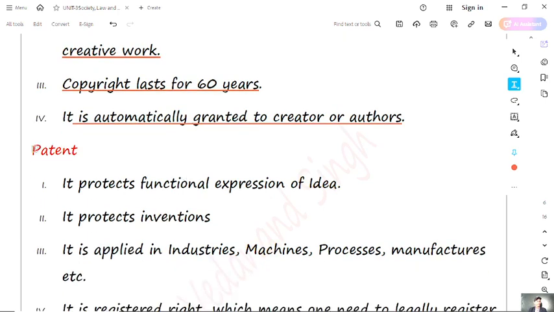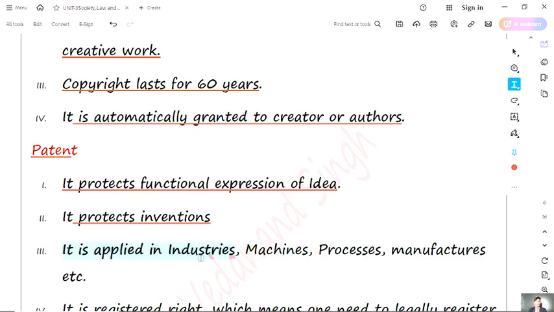Next is patent. Patent means what? It protects the functional expression of the data. Simply, it is also related to your personal expression of data. It protects inventions. It means if you have invented a technology and you have taken the patent of that invention, nobody can copy this idea. This is a patent.